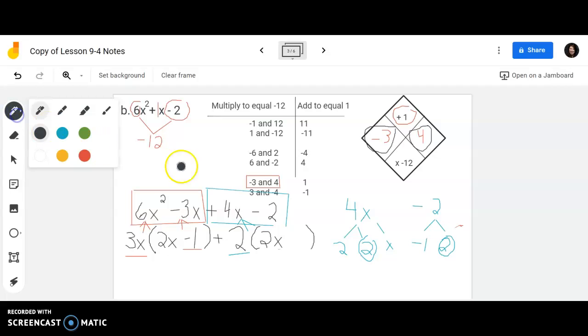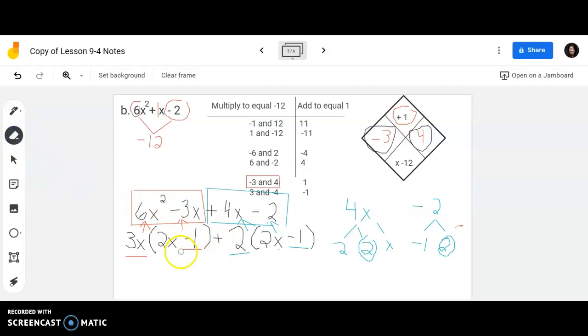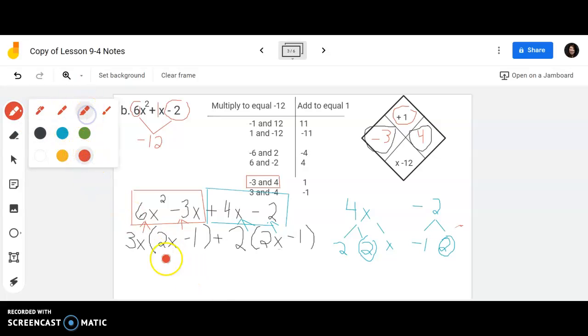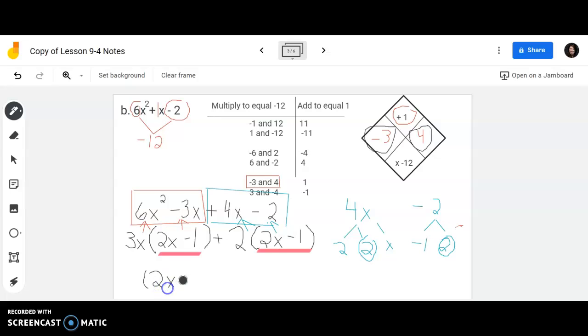Then we want to ask ourselves, 2 times what equals negative 2? And that answer is going to be negative 1. 2 times negative 1 is going to equal negative 2. Now what you should see is that what's in the parentheses is going to be the same. And that is the case here. What's inside our parentheses, we have 2x minus 1. So that's going to be its own factor. 2x minus 1 will be one of the factors.